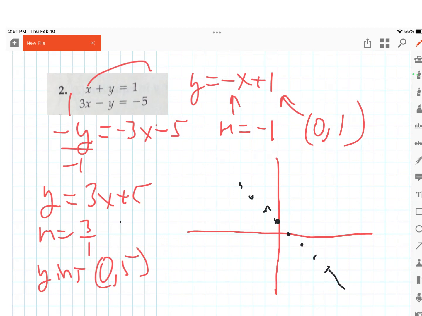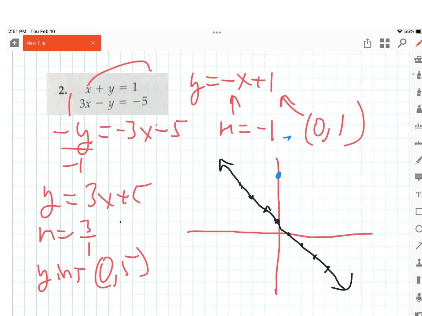So it looks something like this. I don't know if I've got the intersection point graph, but we'll play around with that. Now for the other one, I start at positive 5. 1, 2, here, let me go to a blue ink. 1, 2, 3, 4, 5. And then it has a slope of 3, so I'm going to go up 3, right 1.